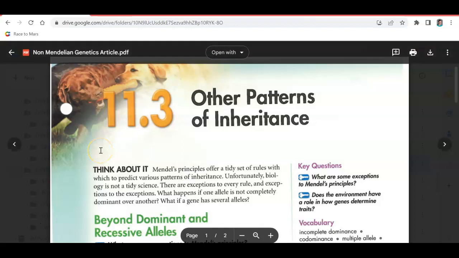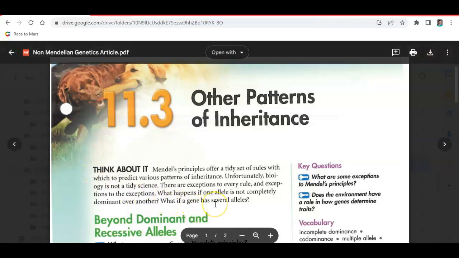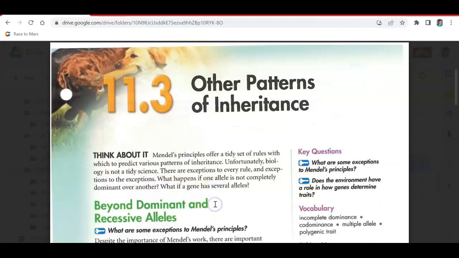Other patterns of inheritance. Think about it. Mendel's principles offer a tidy set of rules with which to predict various patterns of inheritance. Unfortunately, biology is not a tidy science. There are exceptions to every rule, and exceptions to the exceptions. What happens if one allele is not completely dominant over another? What if a gene has several alleles?